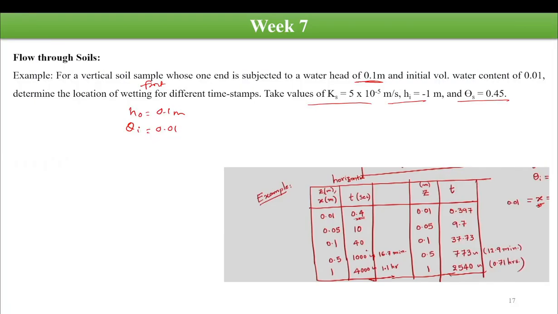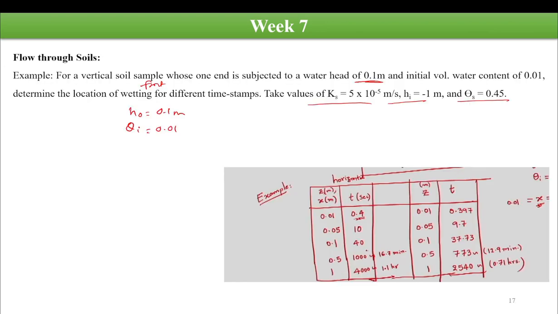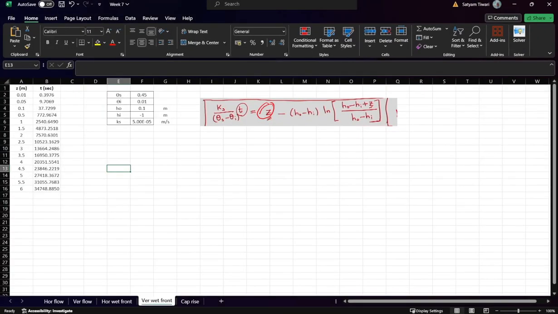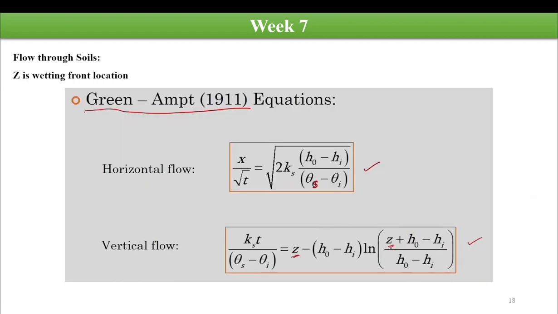So here, the value for the first one, first z 0.01, is 0.4, and we have observed the value of 0.39, so it's close. Second one is 10, we have observed 9.7. So the values are close, right? So take time on this numerical also, and let me know if you face any problem while solving it. So these are the two Green-Ampt equations which we are discussing for the horizontal flow as well as for the vertical flow.